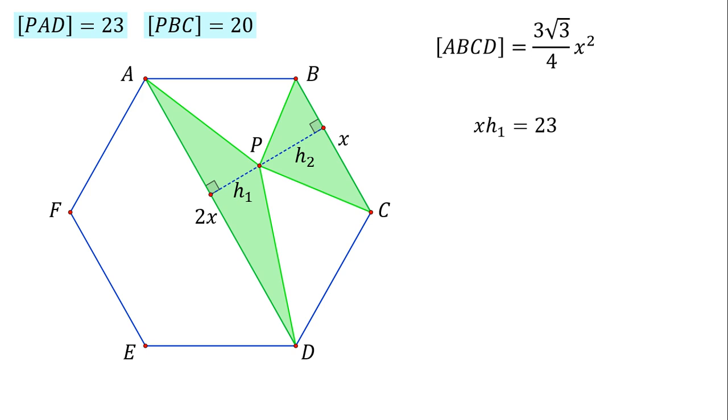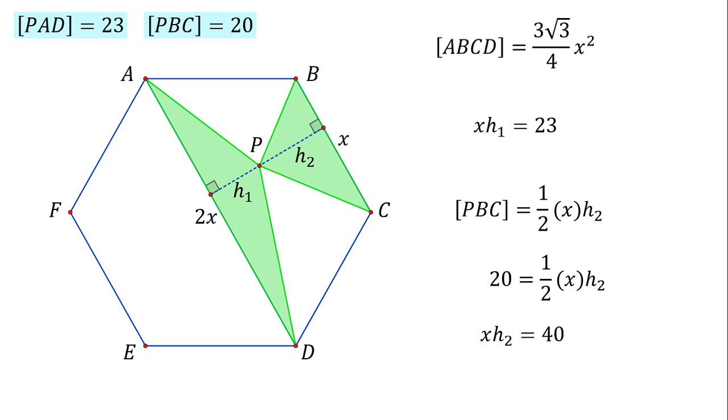Similarly, the area of triangle PBC can be written as 1/2 times x times h sub 2. And we know that the area of triangle PBC is 20. So we have 20 equals 1/2 times x times h sub 2. Solving for x times h sub 2, we get x times h sub 2 equals 40.